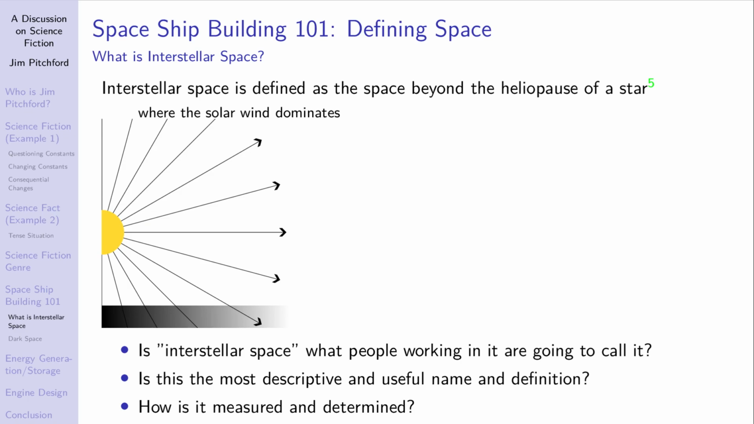But it still is, just the heliopause itself has a width. Which is it? Inside, outside, somewhere in the middle. And then there's also, how is it measured and determined? Okay, well, for this, you would need a particle detector, actually potentially multiple.